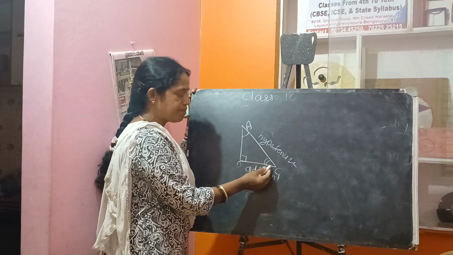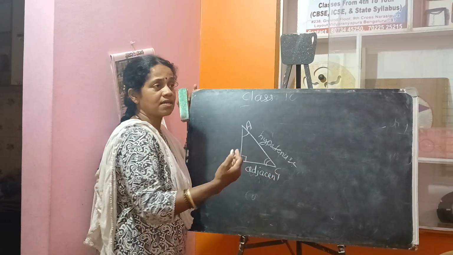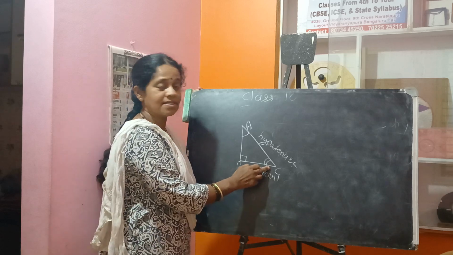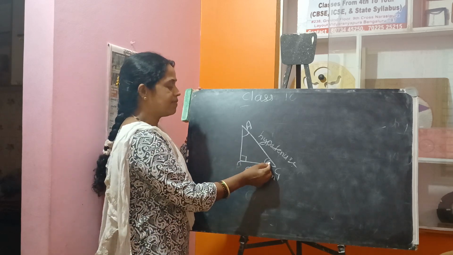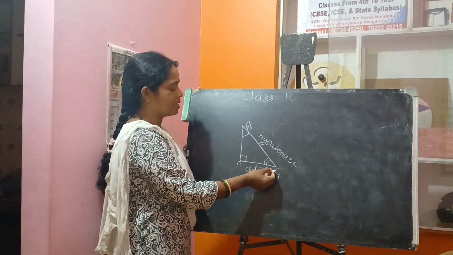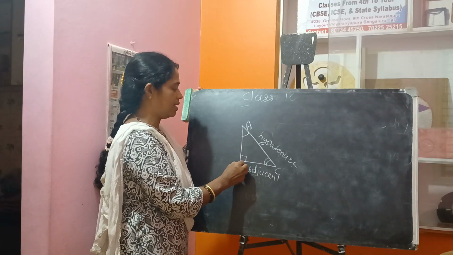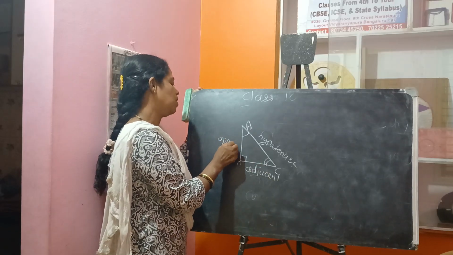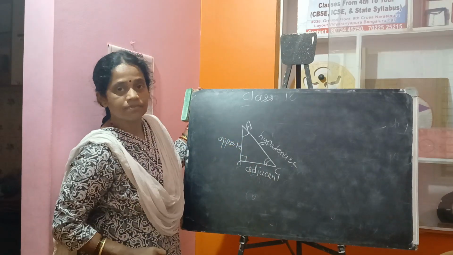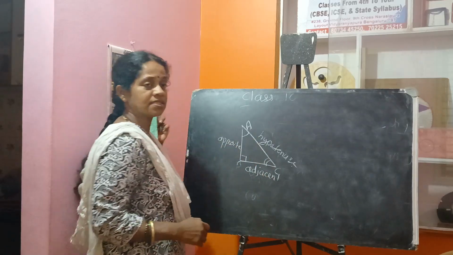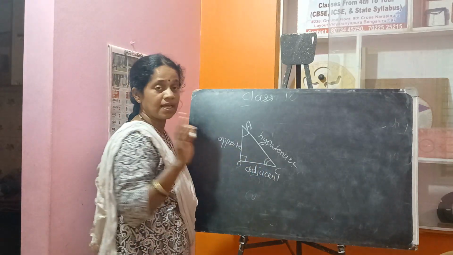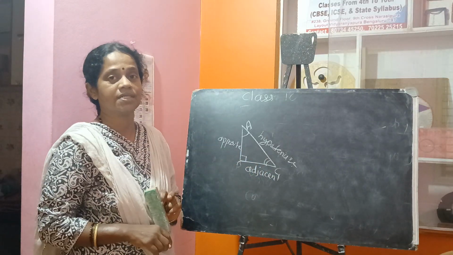Next, with respect to angle C, as I told before, in trigonometry we study the ratio of two sides with respect to the angle. So here I consider angle C as the acute angle. With respect to angle C, BC is the adjacent side and AB is the opposite side of angle C. This is one way of representing the three sides of the right angle triangle with respect to one acute angle. You have to notice this point.